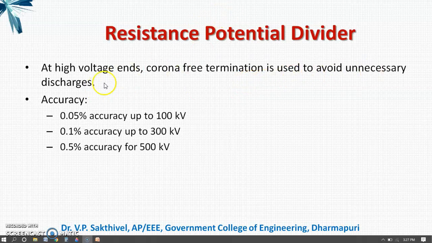Then the accuracy of this method is as follows. For up to 100 kV, the accuracy is 0.05 percent. If you go for higher voltages, the accuracy is reduced. For example, up to 300 kV, the accuracy is 0.1 percent, and 0.5 percent accuracy for 500 kV.